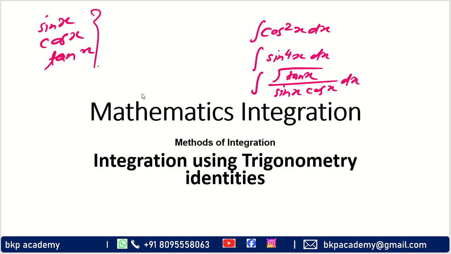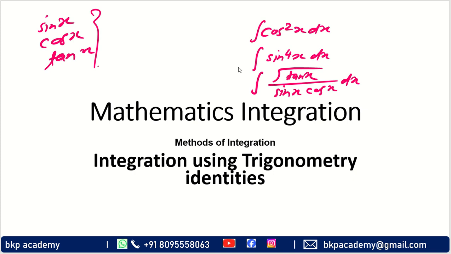Namaskar my dear friends. Let us talk about integration using trigonometric identities. There are a lot of trigonometric formulas that we have already seen, so that it will become easy for us to solve questions using trigonometric identities, right?